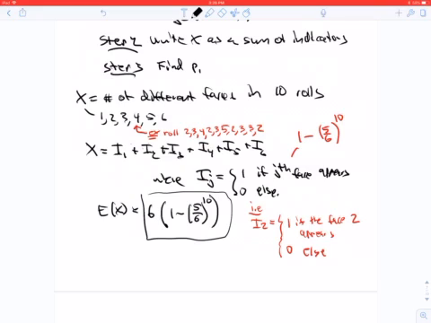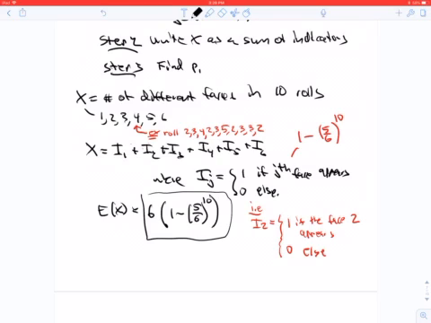Most of you got this wrong when you were trying to do this in class, but the correct way to proceed is to write x as a sum of I_1 through I_6, where I_j is 1 if the jth face appears. In other words, I_1 is 1 if 1 appears at least once. I_2 is 1 if the face 2 appears at least once in the 10 rolls. I_3 is 1 if the face 3 appears at least once in the 10 rolls, and so on.